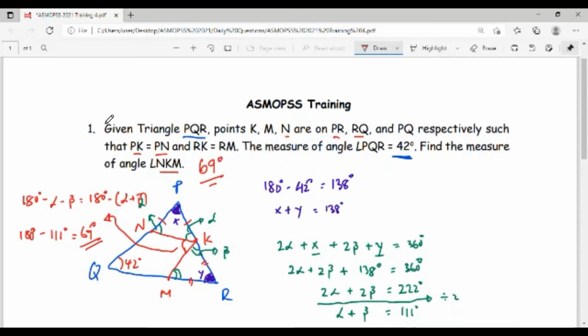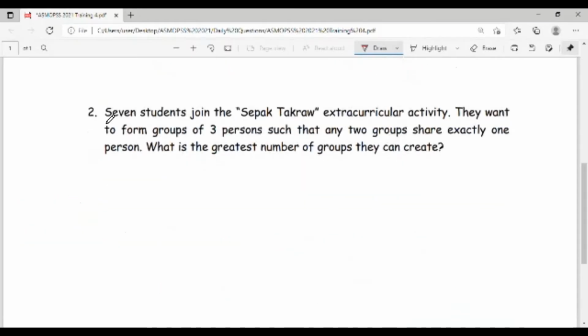Now let's go to the next question. Question 2. 7 students joined this sepak takraw extracurricular activity. They want to form groups of 3 persons such that any 2 groups share exactly 1 person. What is the greatest number of groups they can create?